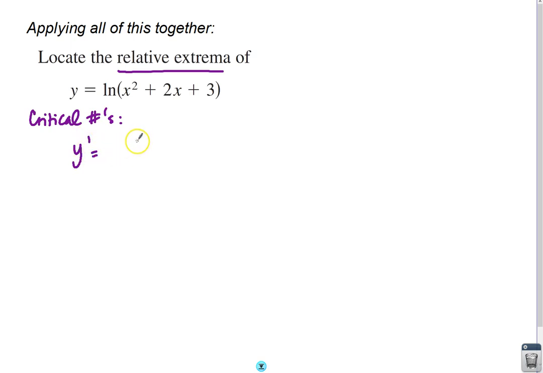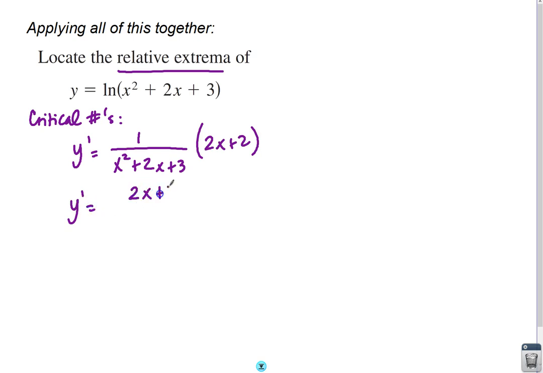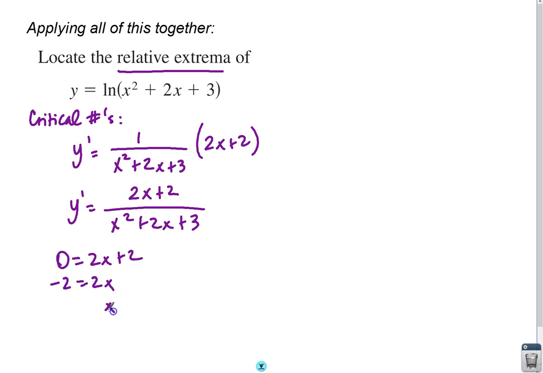So y prime is equal to 1 over, keep the inside the same, so I've got x squared plus 2x plus 3, times the derivative of that inside, so 2x plus 2. So y prime is equal to 2x plus 2 over x squared plus 2x plus 3. So to find my critical numbers, I need to set this whole thing equal to 0 first, so 0 equals 2x plus 2, so negative 2 is equal to 2x, so x is negative 1. So when x is equal to negative 1, I have a 0 in my numerator.